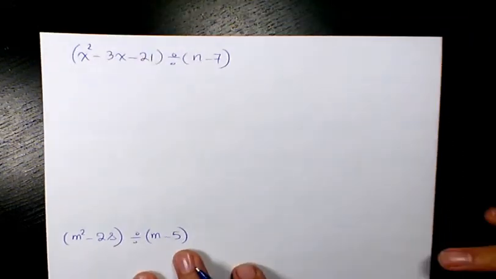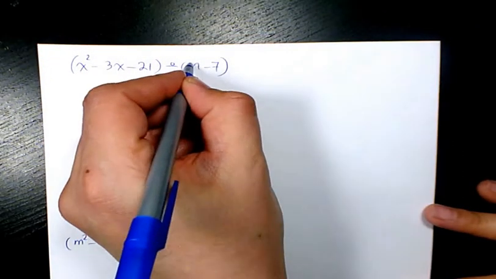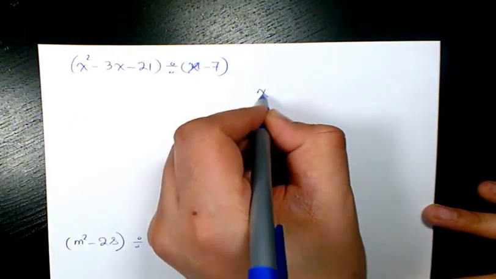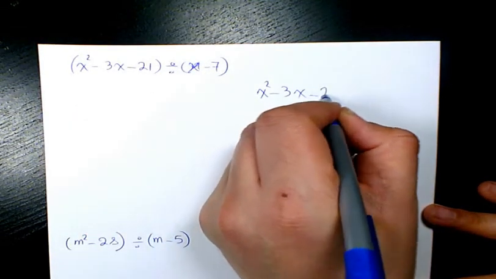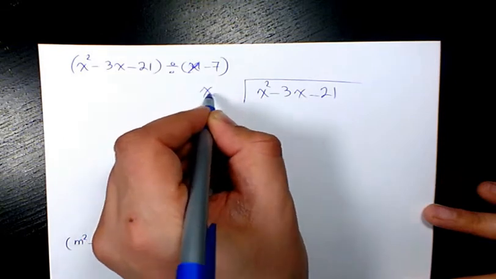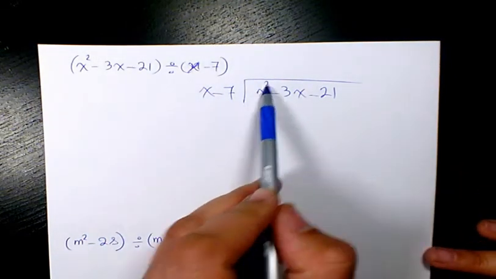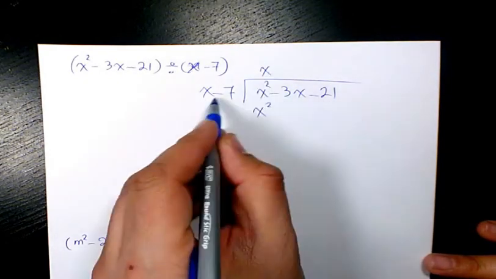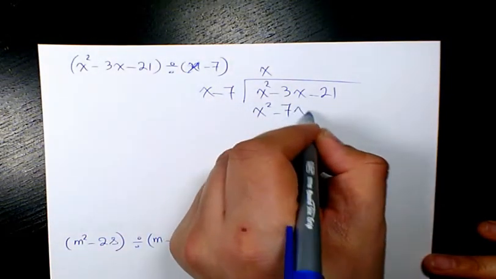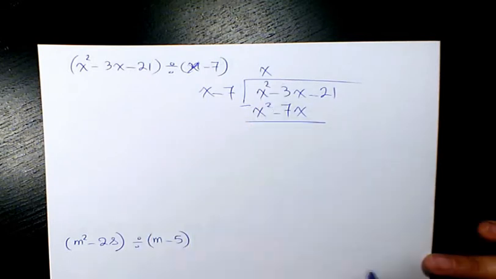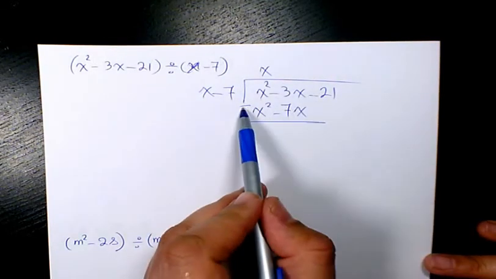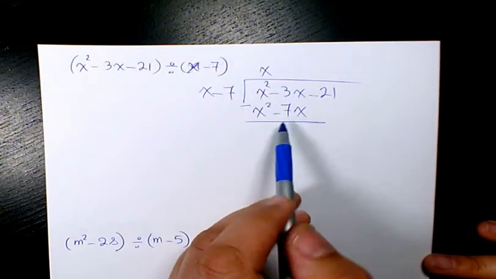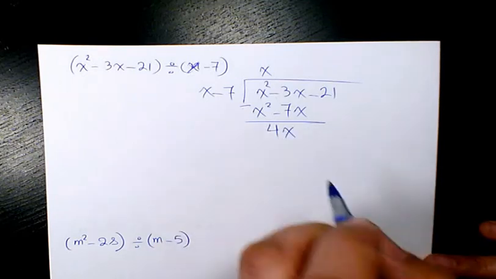Next number is going to be, that's actually x squared minus 3x minus 21 divided by x minus 7. x squared divided by x is going to be x. x times x, x squared. x times negative 7, negative 7x. When you subtract it, these two cancel out. Negative 3x minus negative 7x is going to be positive 4x.